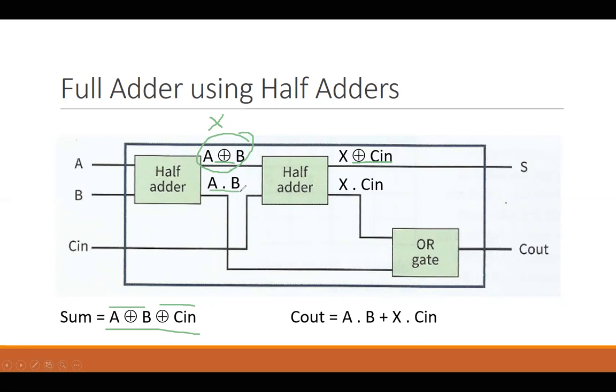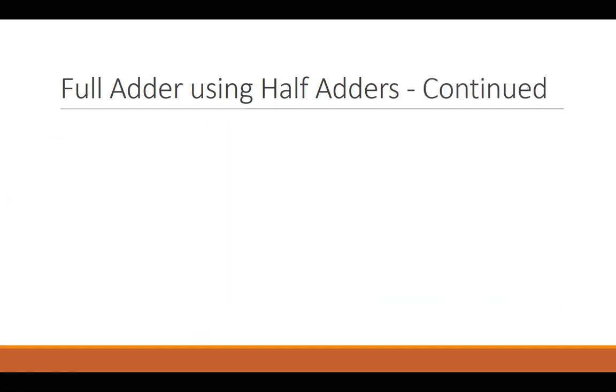This portion, A dot B and X dot C in, have been added into an OR gate here. So we have simply written it, but as you might have guessed, we need to simplify that a lot. In our next slide, let's do that. Now, let's simplify the C out. In the previous slide, we have made that the C out is equal to A dot B plus X dot C in.